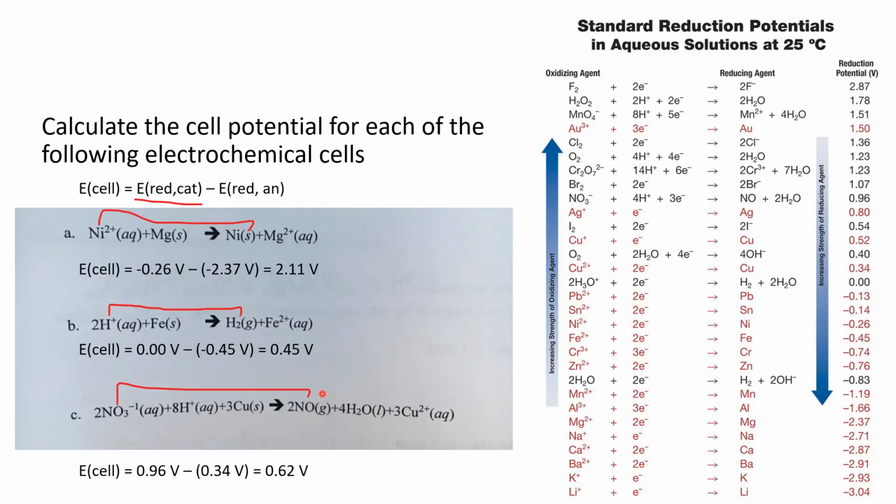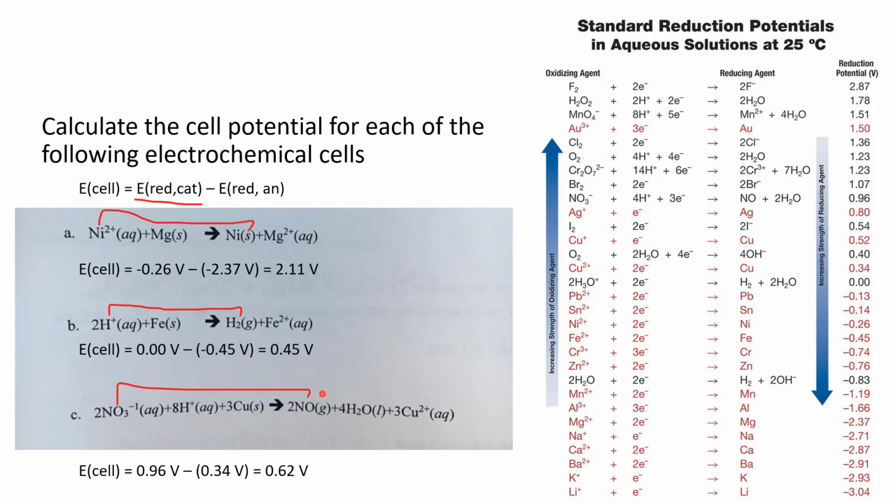And with it, I underlined in the general equation, reduction at the cathode in red. So I'm just showing which substance in each case is being reduced. So we're going to take that reduction potential, plug that in first, and then subtract the reduction potential for the other half. And we're going to see in each case we'll wind up with a positive value, because these are all going to represent spontaneous reactions.